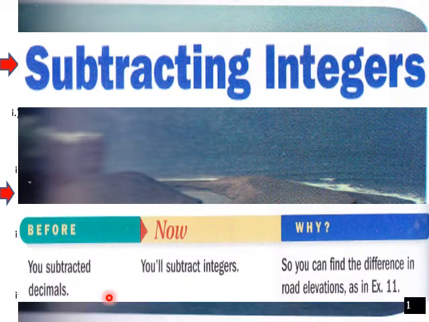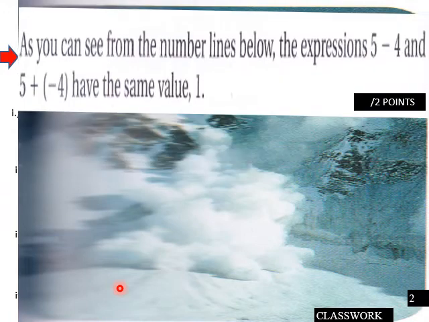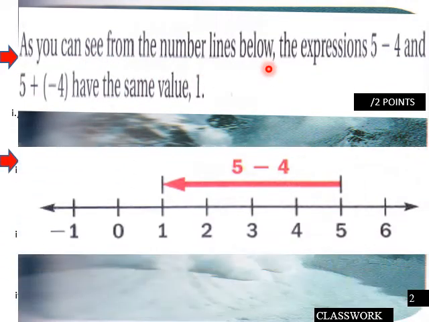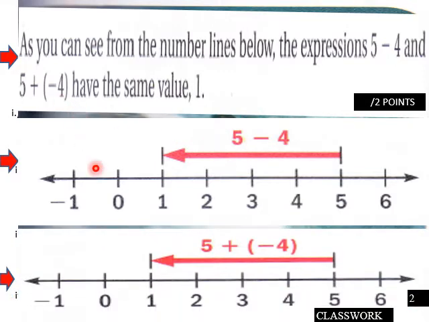2. Subtracting integers, you subtract decimals, subtract integers. As you can see from the number lines below, the expressions 5 minus 4 and 5 plus a negative 4 have the same value, 1. So 5 plus a negative 4 and then 5 minus a 4. So we have 5 minus 4, we move to the left 4. Here we have 5 plus a negative 4, we move to the left again. Instead of having an addition sign here, this is what this expression up here essentially is.